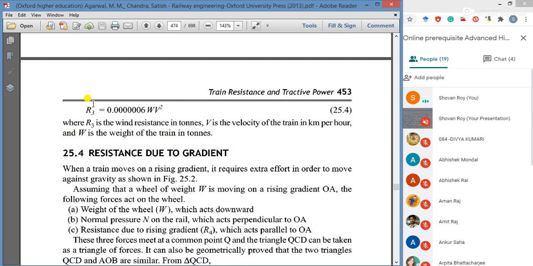So easily we can calculate the R3, because this velocity is universal for any train resistance problem. V is all over the same, which is the velocity of the train, and W is the same weight of the train in tons. So then we can easily calculate the R3 value.